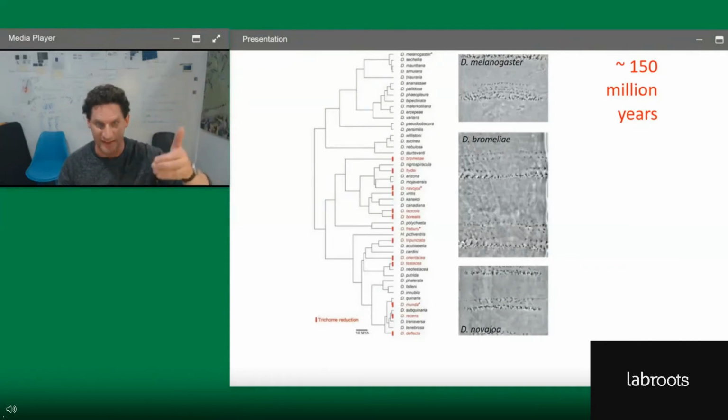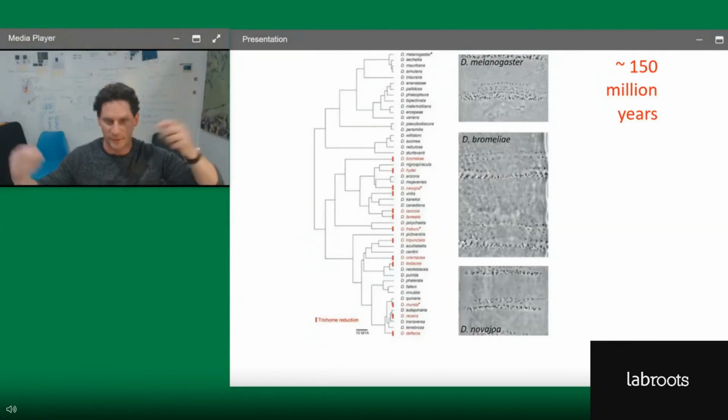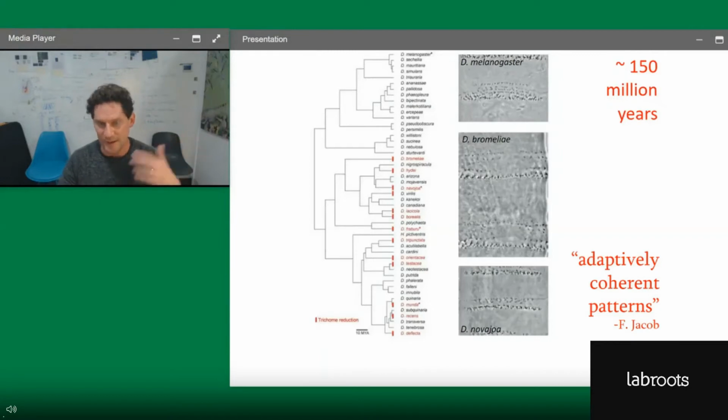And here's a few different examples. On the top is melanogaster, the one we work with as the common fruit fly. But many of these others, from the desert in the US or different regions throughout the world, we never had expression there. So again, we think, going back to Jacob and many others, that his particular quote was that these are adaptively coherent patterns. And we think that by doing this at scale, as we walk through this example here, we hope to identify many of these patterns.